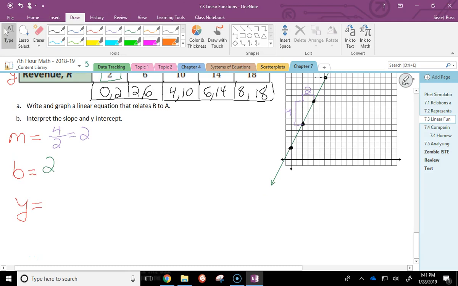So for the last time, what is my equation? Bryce? Y equals 2x plus 2. Perfect.